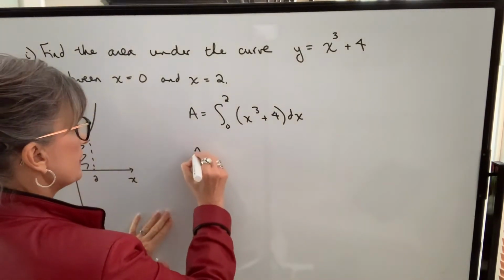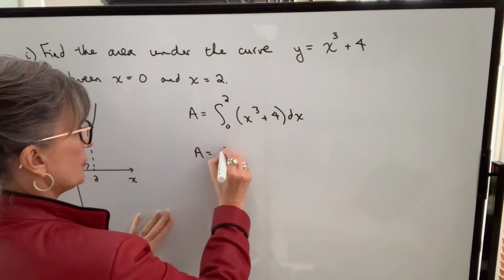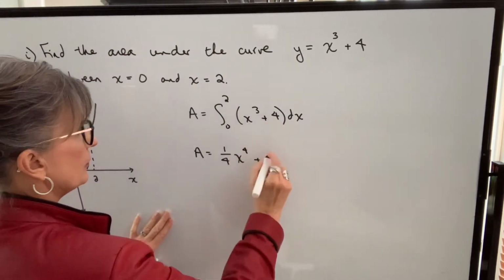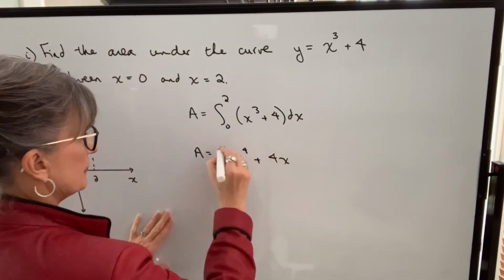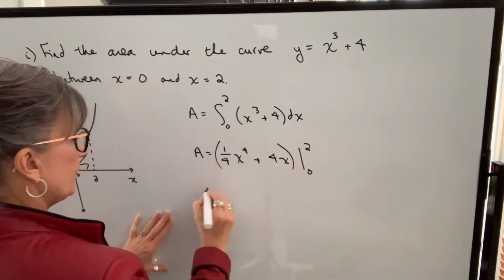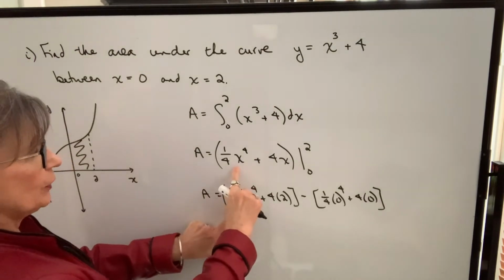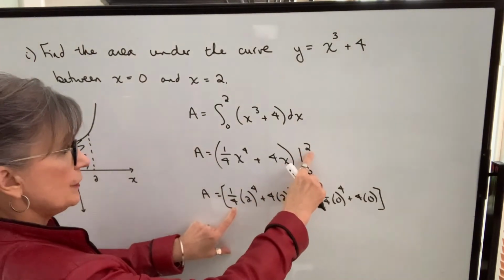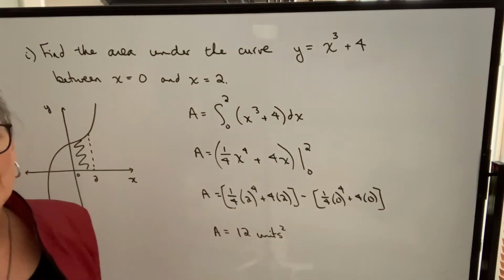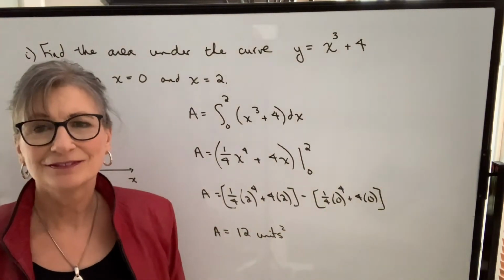Now we integrate. So that first term will be 1/4 x to the 4th plus 4x. And now we evaluate. We evaluate this integral when x is 2 and when x is 0. And when we do the calculation, we get an area of 12 square units.